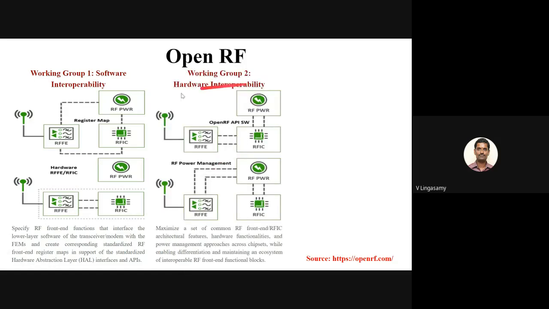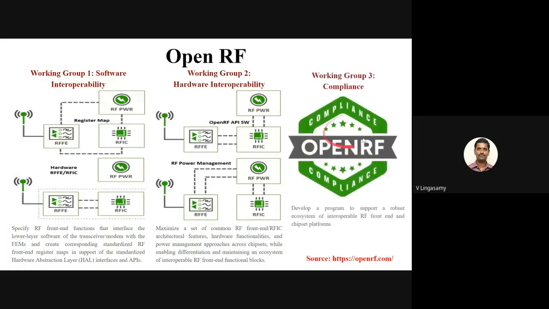Second is hardware interoperability. Hardware interoperability means that a particular RF front-end chip or RF board will be interoperable with this RFIC and other parts, and also with the power. They will all be designed in compliance with OpenRF, each component individually. If each is individually compliant, along with the interfaces and other things, you can simply buy this from one vendor, this from another vendor, and assemble it. That's what is going on now.